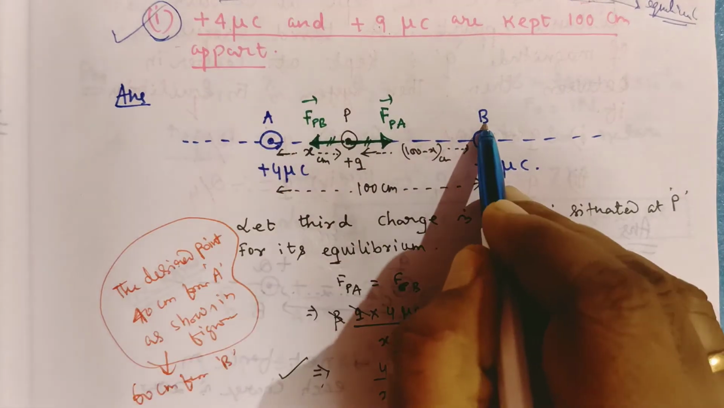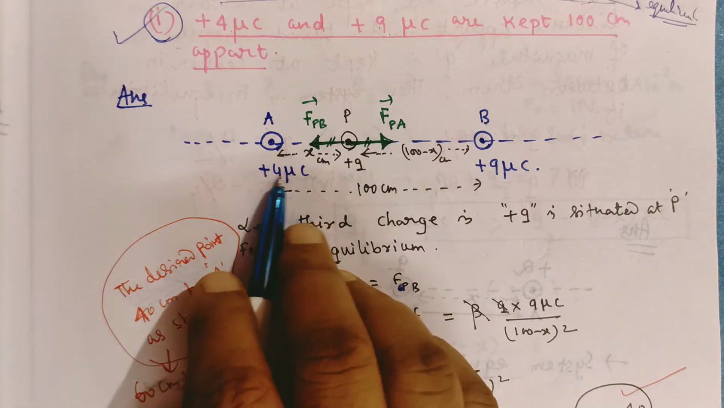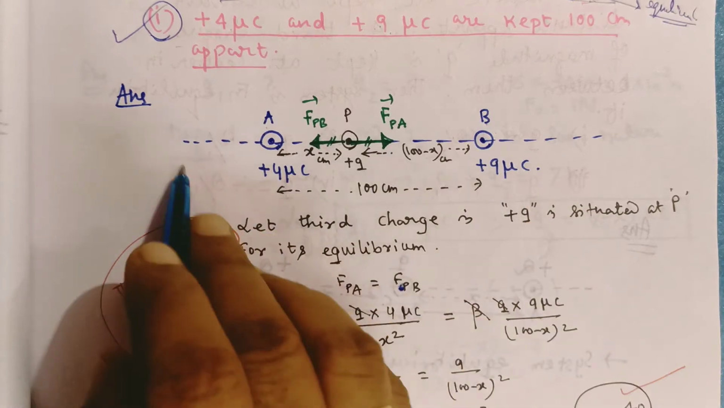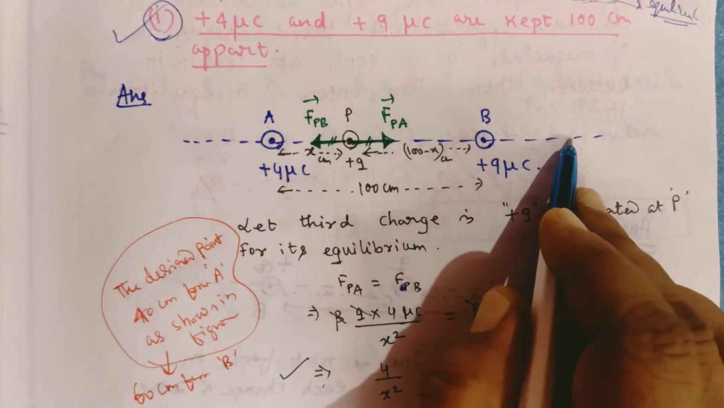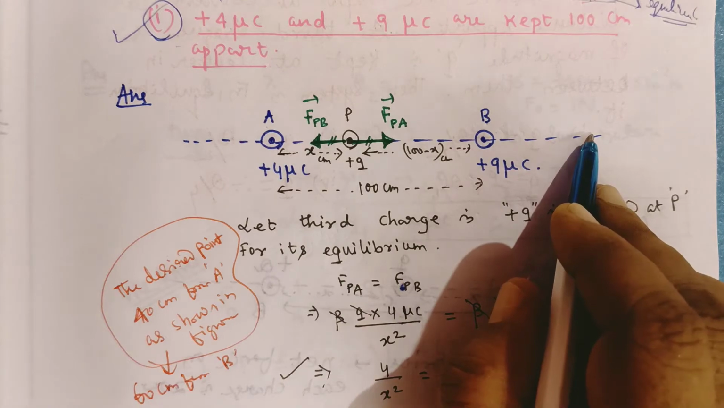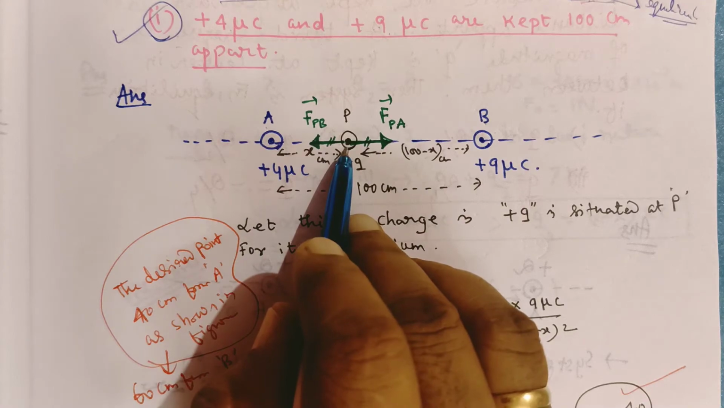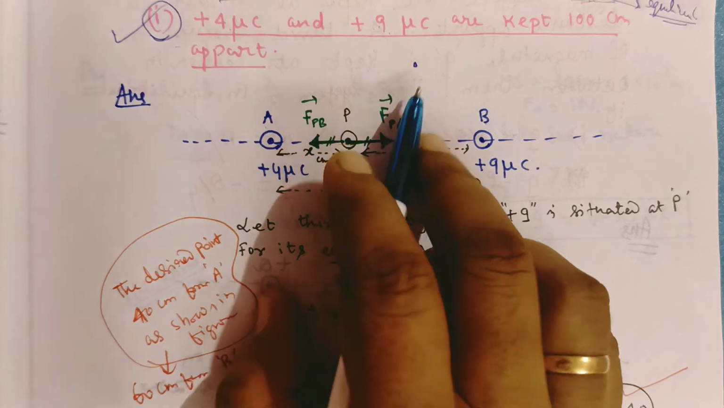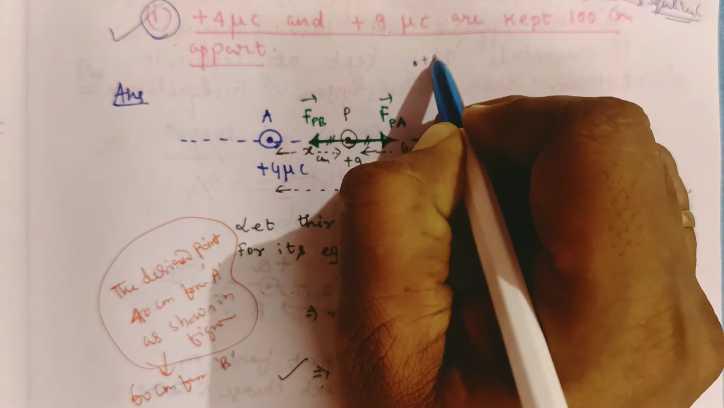Here, position A and position B are given to you. You keep plus 4 microcoulomb here and plus 9 microcoulomb here. The dotted line represents the line joining the two charges. Now you are interested in the position of the third charge. Already I have given an answer here, but before proceeding to the answer, just think: if the third charge is kept here, then what happens? Let the third charge be plus Q.